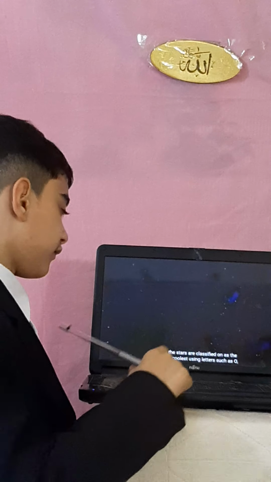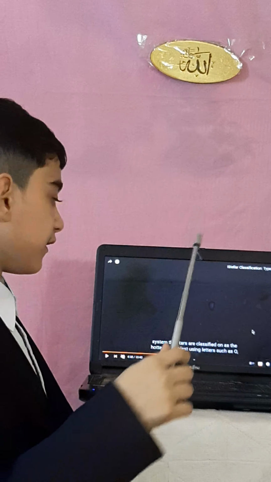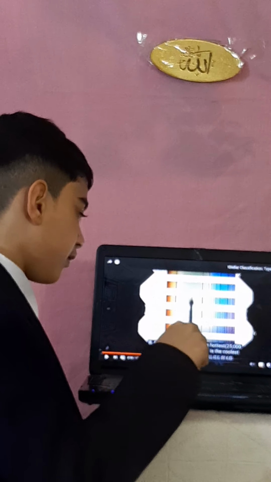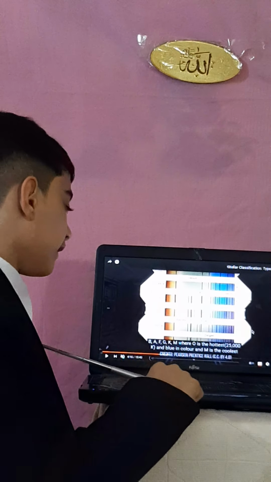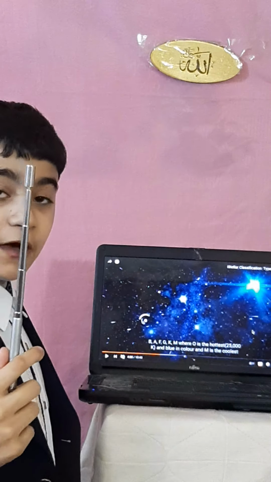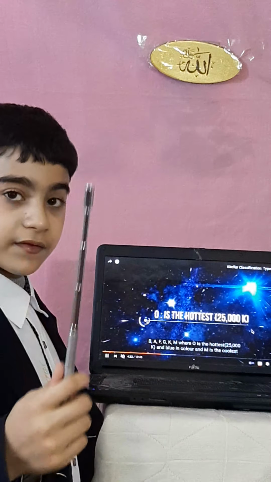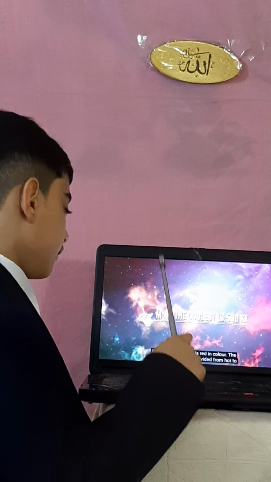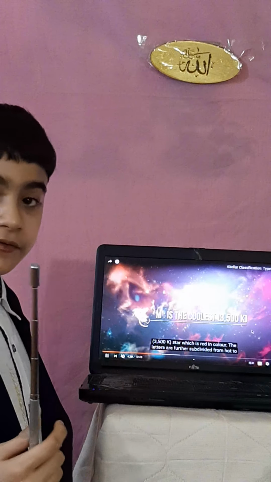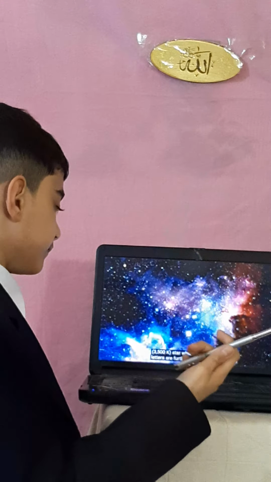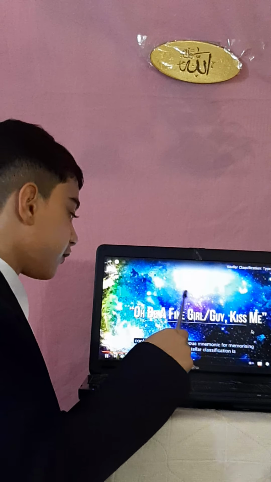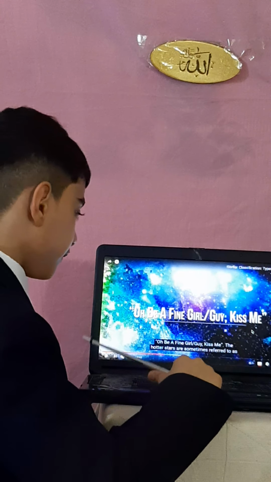In the Harvard system, the stars are classified from hottest to coolest using letters O, B, A, F, G, K, M, where O is the hottest, about 25,000 kelvins and blue in color, and M is the coolest, at about 3,000 kelvins, cooler than our Sun, and red in color. The letters are further subdivided from hot to cool. A famous mnemonic for memorizing this sequence of stellar classification is: Oh, Be A Fine Girl, Guy, Kiss Me.